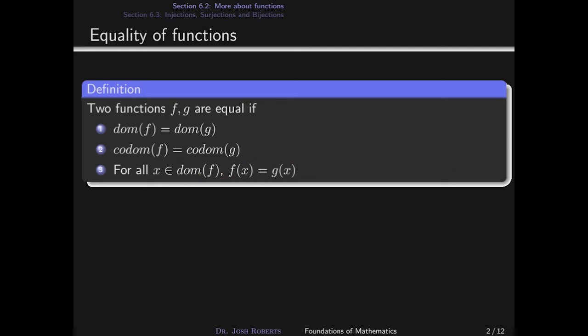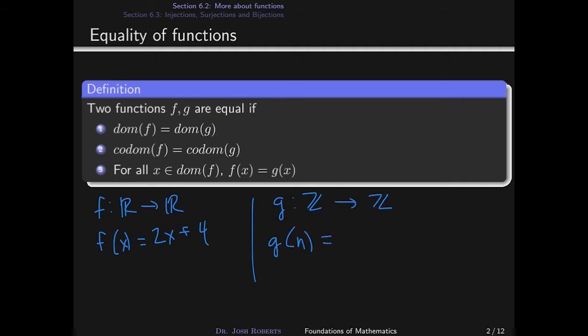So we saw an example in the last video where we had a function, and this might not be exactly the same one, but it's the same idea. f was defined as a function from R to R where f of x was equal to, we'll just say, 2x plus 4. And then I can compare that with another function, g, that goes from, say, Z to Z, and g of n is going to be 2 times n plus 4.